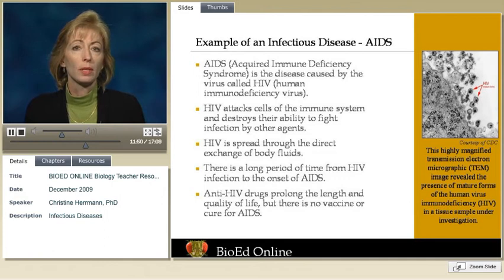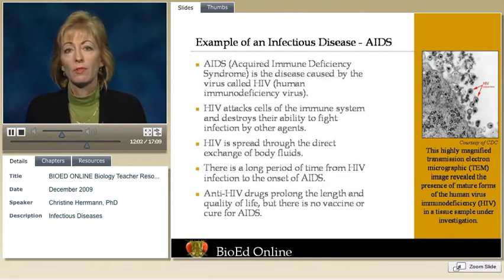HIV destroys the ability of these cells to fight infection by other pathogens. So AIDS patients can die from infectious agents that are not normally harmful to healthy individuals. HIV is not easily spread from person to person because transmission of HIV requires direct contact with body fluids of an infected person and is spread through blood and semen.